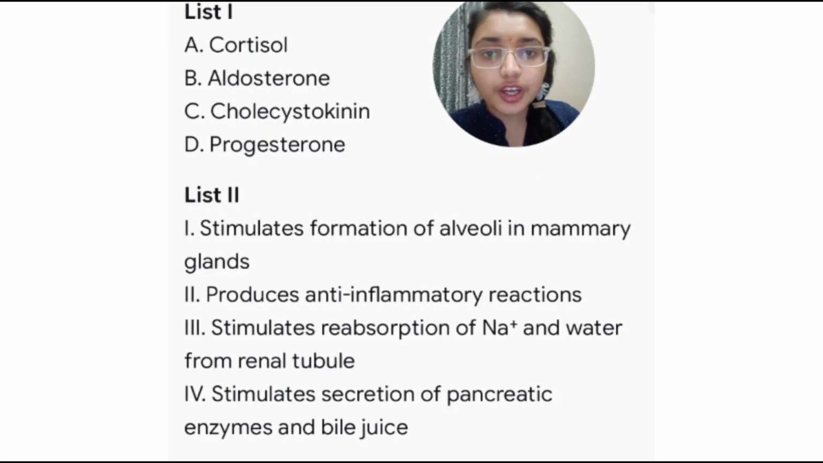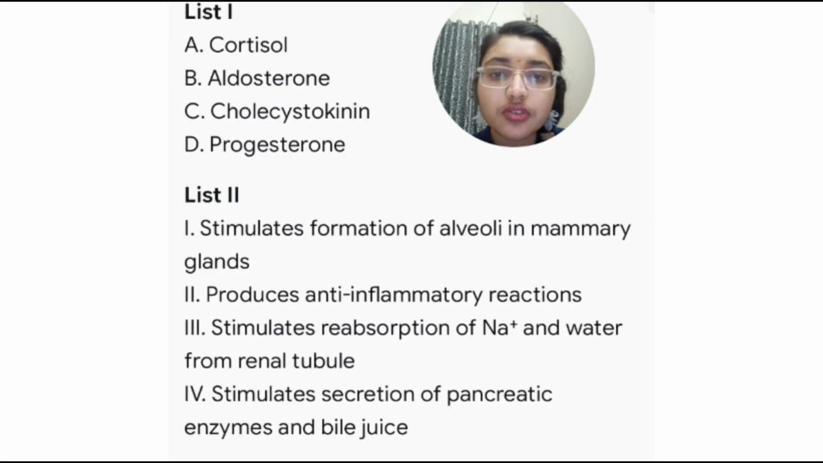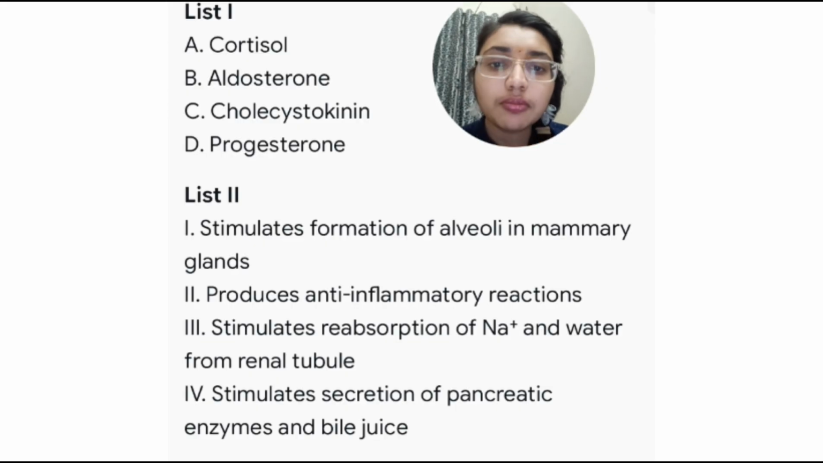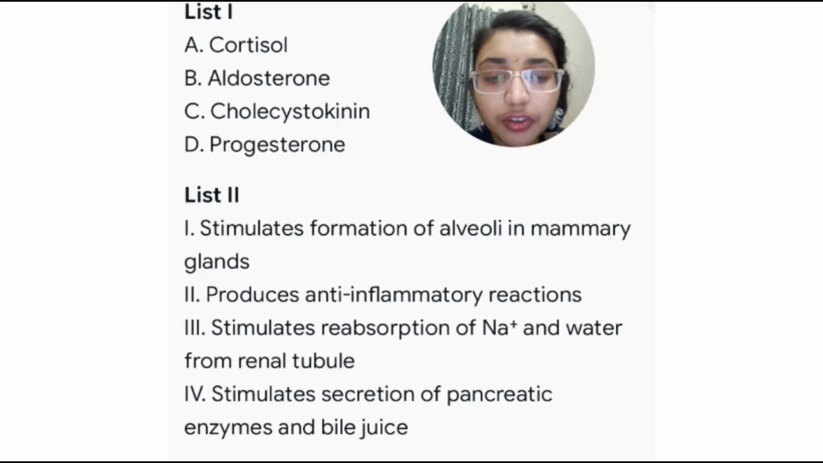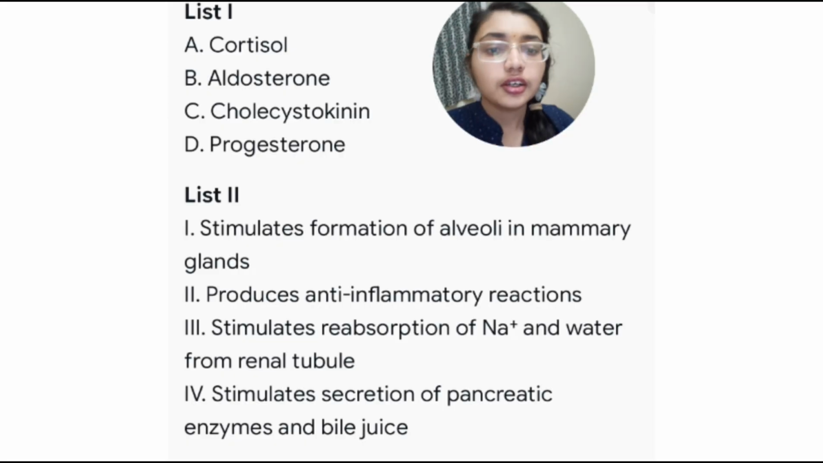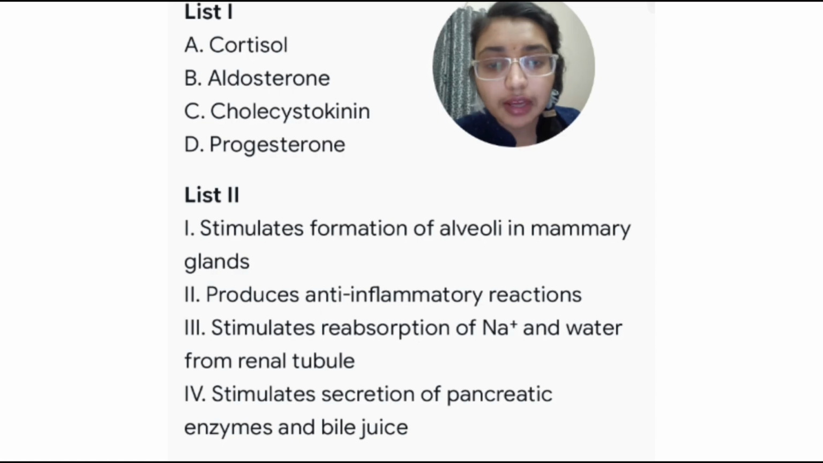So here you have to match the following. First list one is cortisol, aldosterone, cholecystokinin, progesterone, and list 2 is given: stimulate formation of the alveoli in the mammary gland, production of anti-inflammatory reaction, stimulate reabsorption of sodium and water from the renal tube, and stimulate secretion of pancreatic enzyme and bile juice.